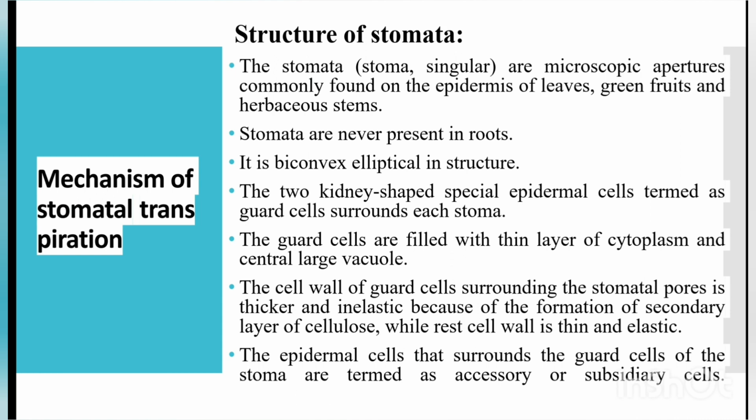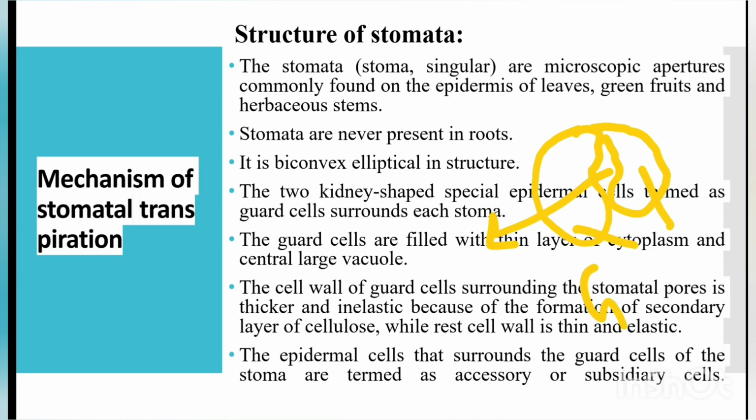Then the structure of stomata. These are microscopic apertures. You can't see these apertures with your naked eyes. They are found on the epidermis of leaves, fruits and stem. Stomata are never present in roots. It is a biconvex elliptical structure. Two kidney-shaped special epidermal cells termed guard cells surround the stomata. So these are the two guard cells which surround the stomatal opening.